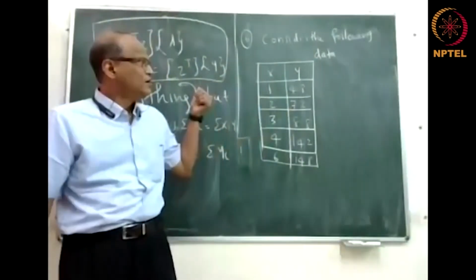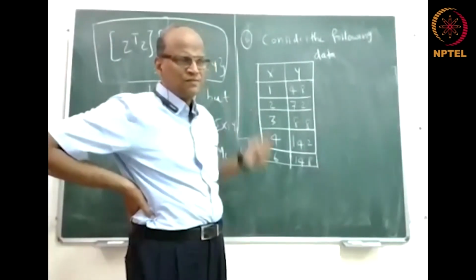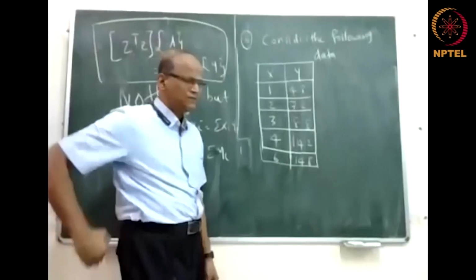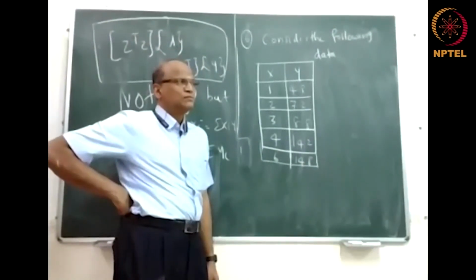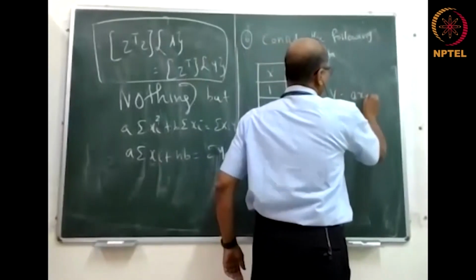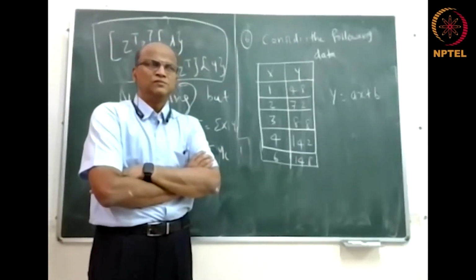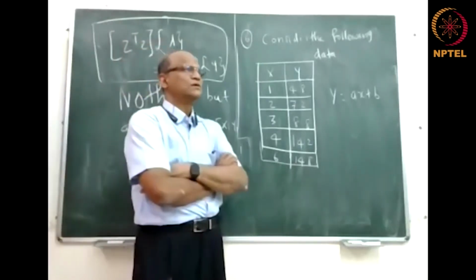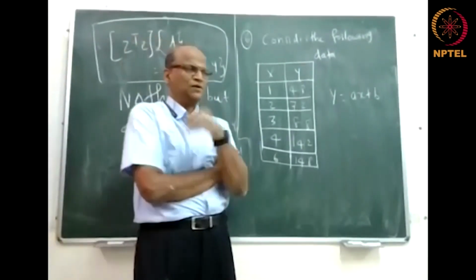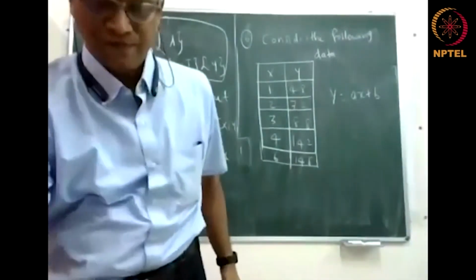Now, using the theory of linear least squares, get the best estimates of A and B, if y is assumed to be equal to ax plus b, or y takes a linear form ax plus b. Write the English appropriately. Get the best estimates of A and B. Okay. Report.